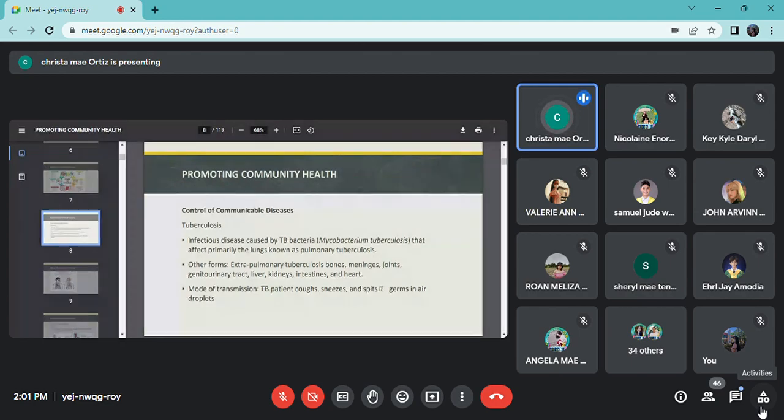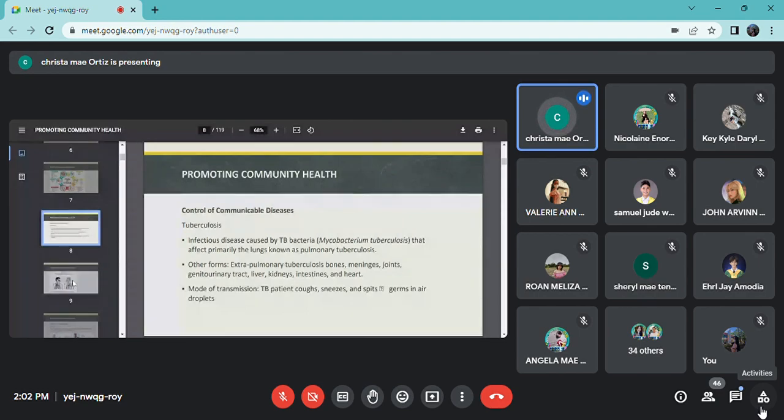So how are they transmitted? TB patient coughs, sneezes, and spits germs in air droplets. Nagpapaiwan kasi yan siya sa air, yung mga droplets niya. And kapag itong mga droplets ngayon, ito ngayon yung mode of transmission niya. So, sa portal of entry mo, it could be, mai-inhale mo siya, ito ngayon yung portal of entry niya sa'yo. You could be infected with tuberculosis.